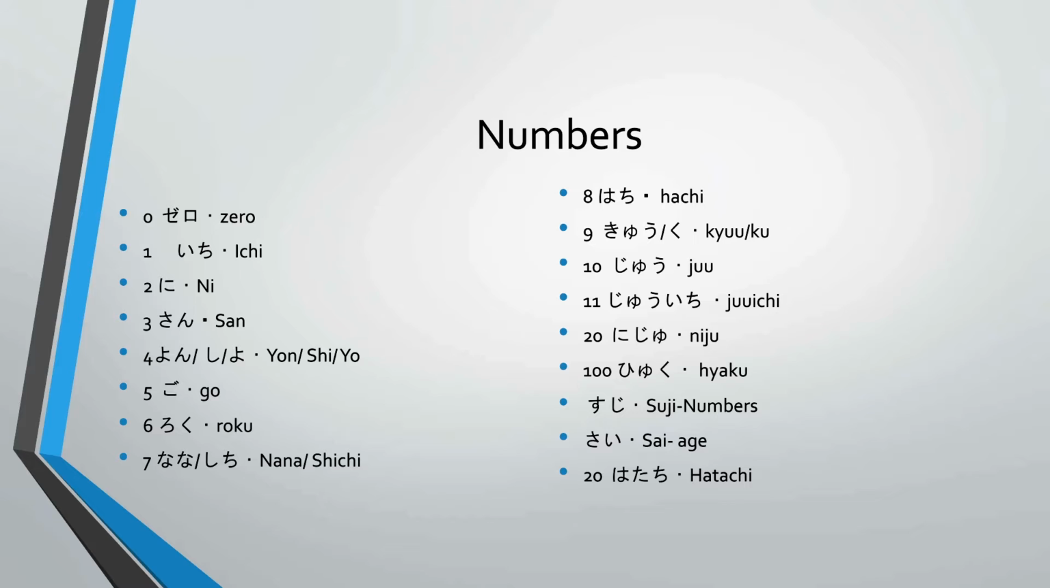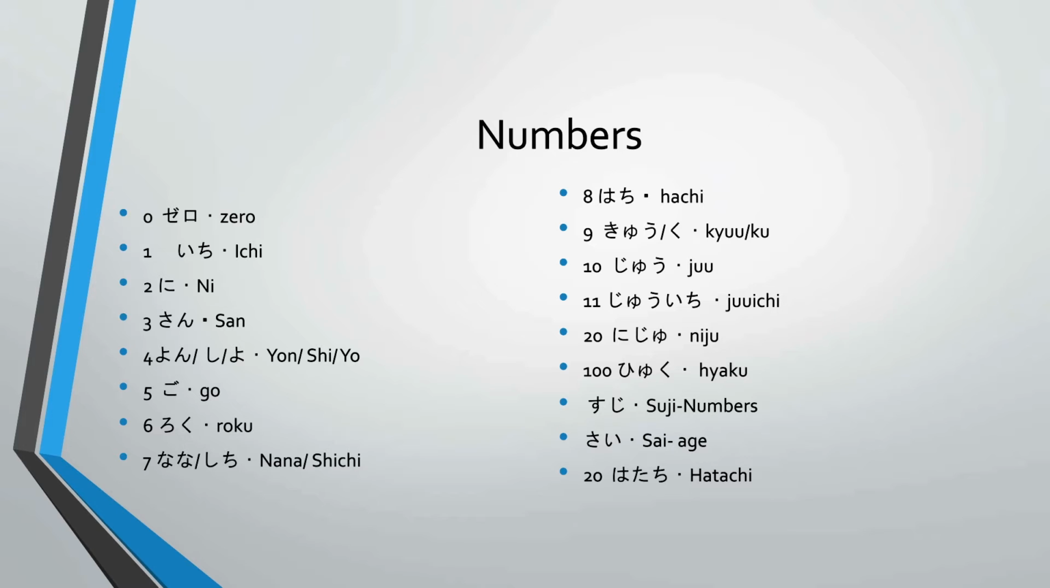13 is juusan. 14 is juuyon. And you keep going from there. You put the number 10 before the second number. When it comes to 20s, 30s, 40s, and so forth, you see that it is nijuu.